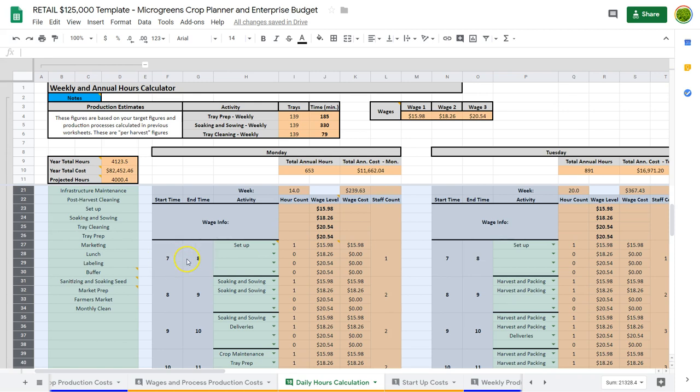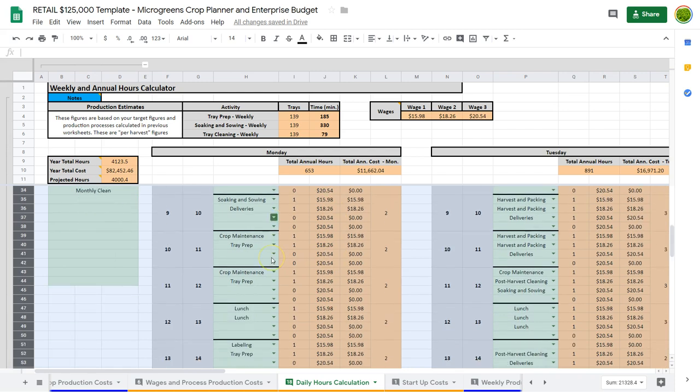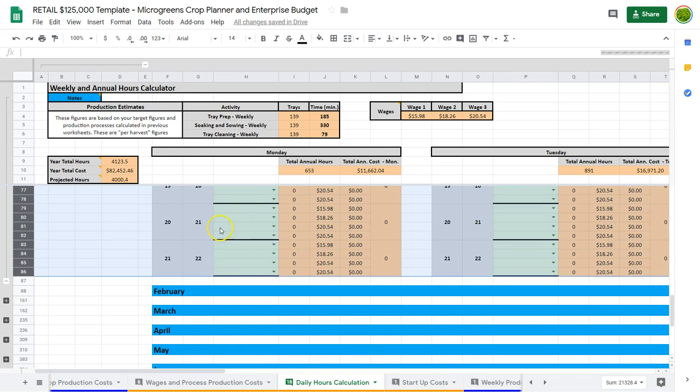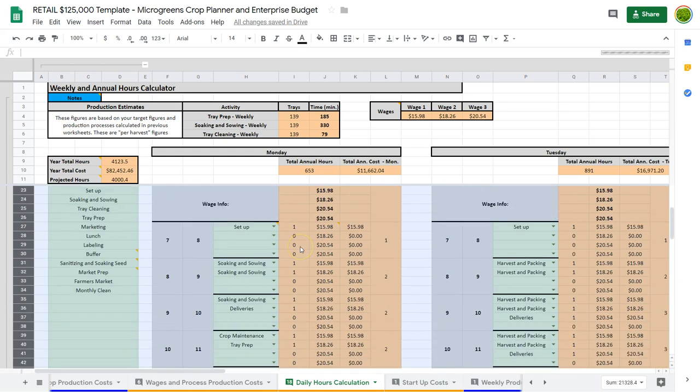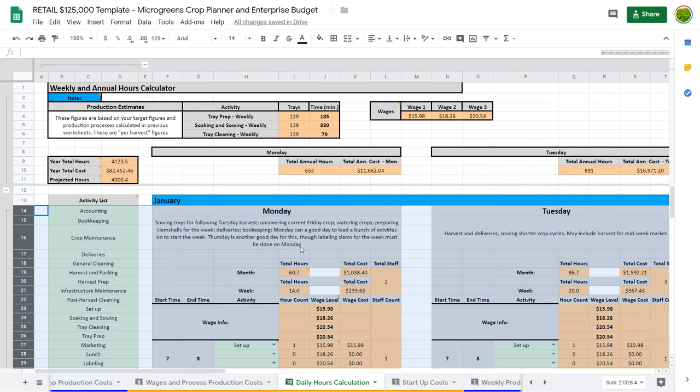So this would be from 7 to 8. There's four different tasks or four different people who could be working, and then there's four different wage levels which you can put in here. So you can see all that in here, and this just goes down a bunch of hours, and there's a lot of extra hours, but this might be important if you do a lot of work at night. And then it breaks it down by each day as well. So each day is going to have different activities and different people doing those.